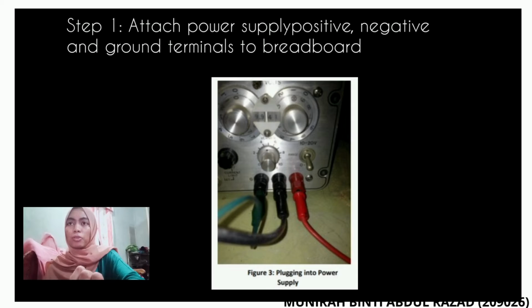Step 1. Attach power supply positive, negative, and ground terminals to breadboard. Find 3 terminal inputs, which are tiny colored cylinders installed across the top of the breadboard. Take 3 banana plugs and connect them to the power supply, one in the positive V port, one in the negative port, and one in the ground port. You can see in the figure.